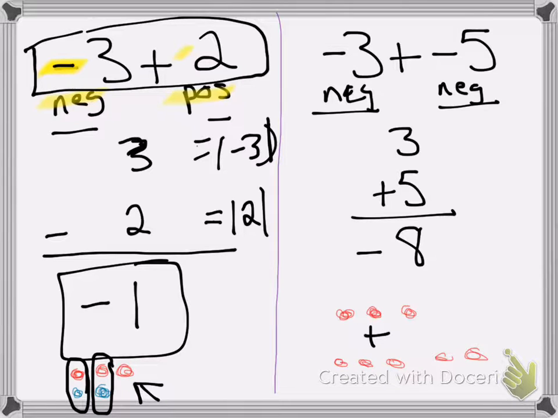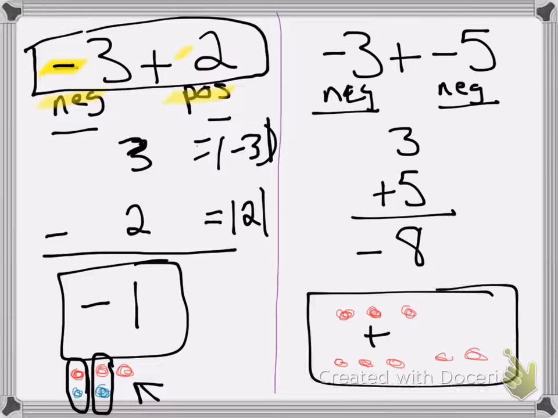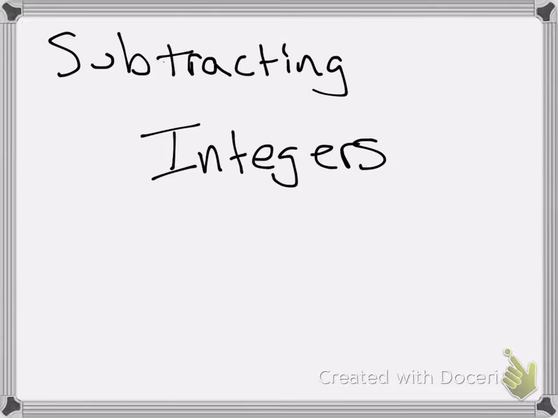Well, how many do I have total? If you count that, there are 8. All right, the thing about subtraction is, if you know how to do adding integers, you know how to subtract integers. Okay, the reason why is because subtraction is a lie.